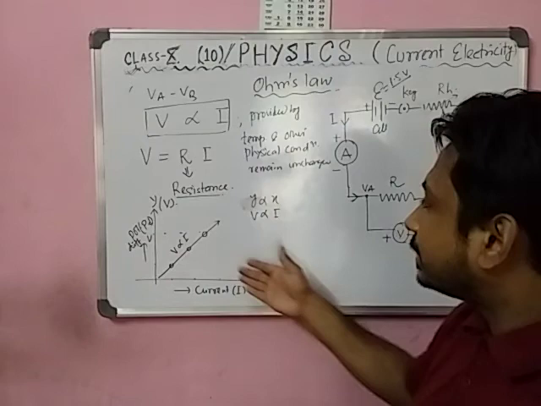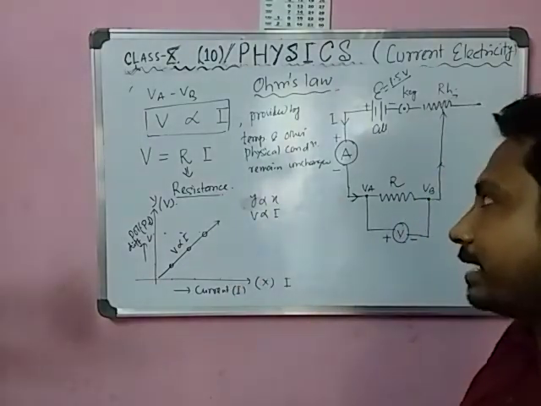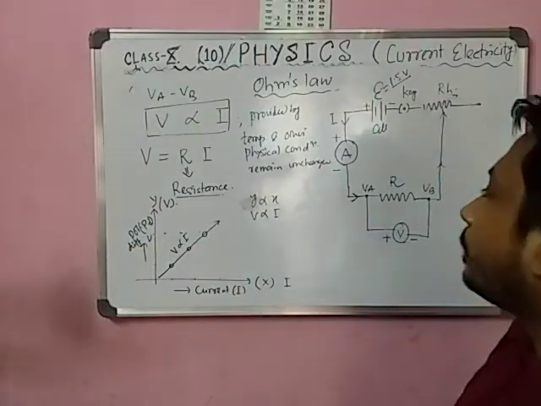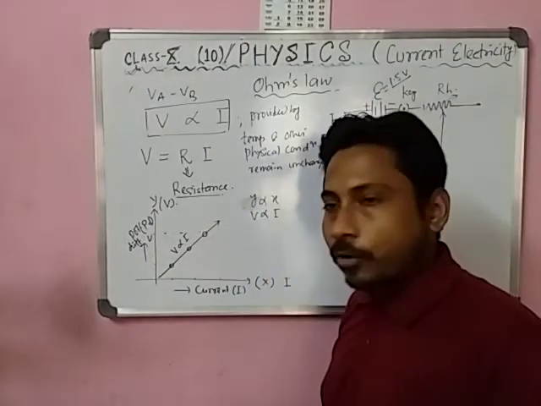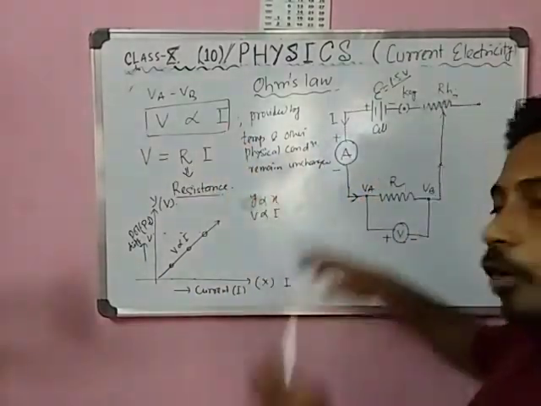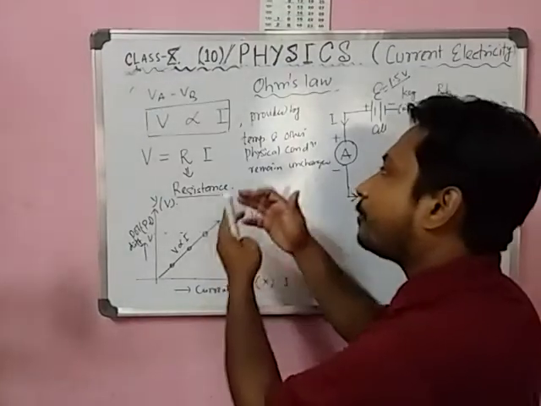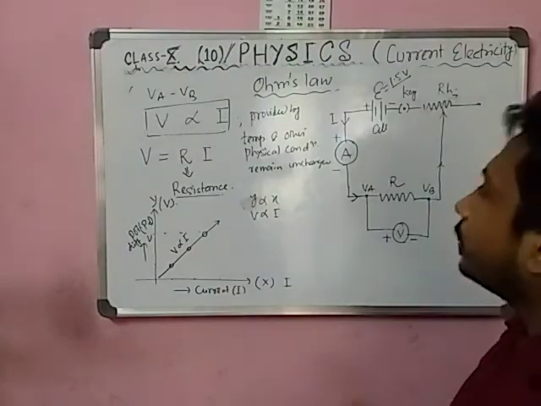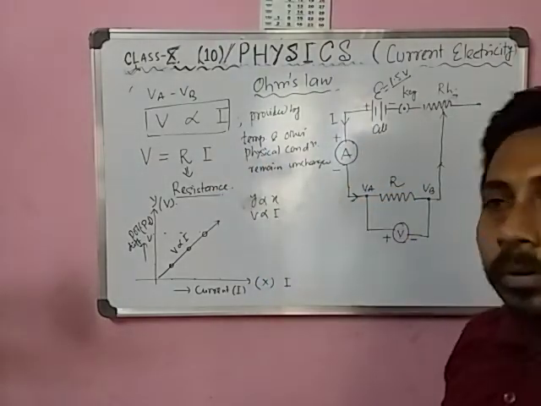If you draw V versus I, you will get a straight line graph. That means V is proportional to I. Okay. So experimentally you can draw the graph, and from this graph you can conclude that V is proportional to I. Okay. So this is your Ohm's law.